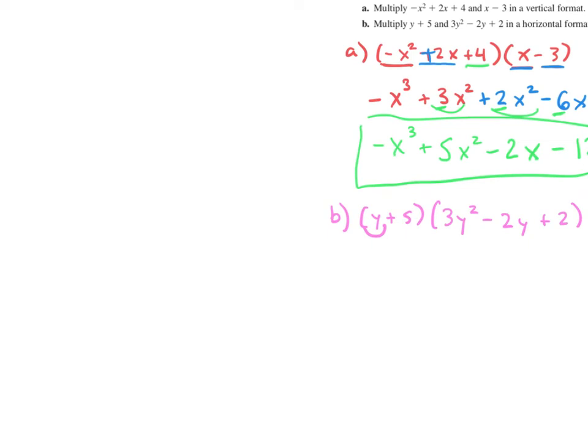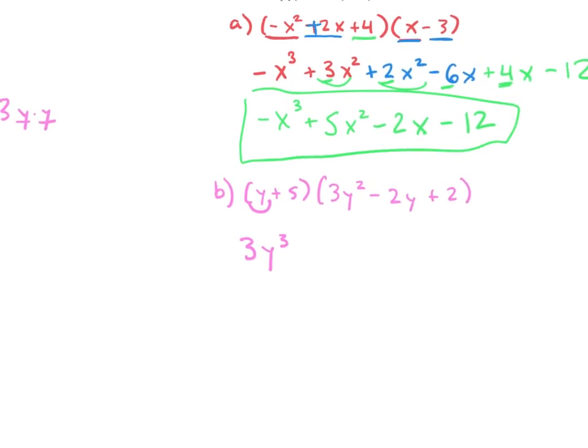I'll show a little example on the side here. So y times 3y squared. Y squared is y times y, so we have y times y times y. So we have 3y, so this is 3y cubed. Just a little example of how we get the y cubed out of it.